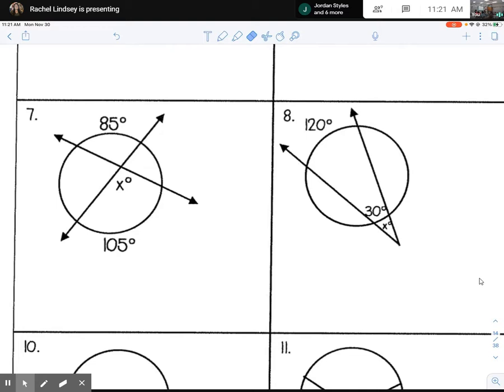Okay, number 7. What is that? Vertex inside or vertex outside? Inside. So there's my vertex and it's inside the circle. So arc plus arc divided by 2 equals x. So 105 plus 85 divided by 2 will equal my angle x.